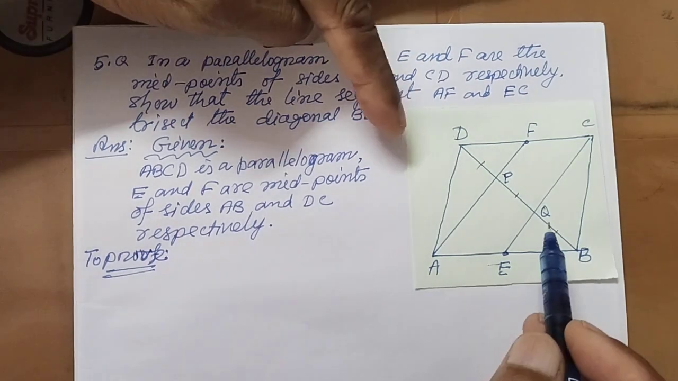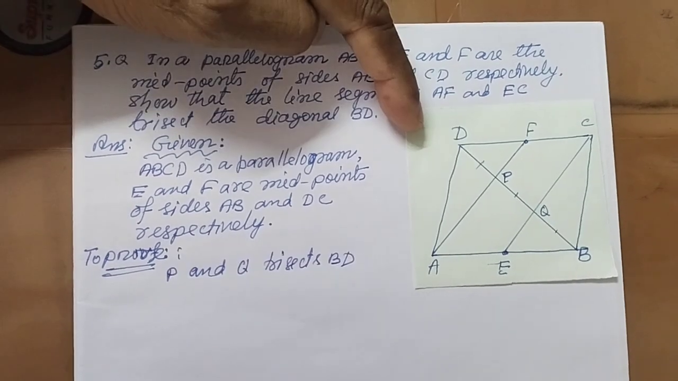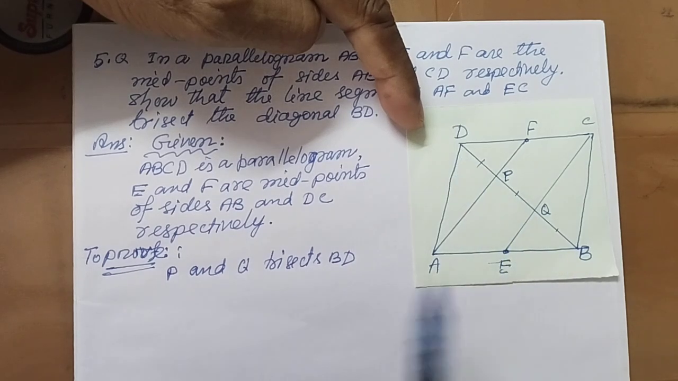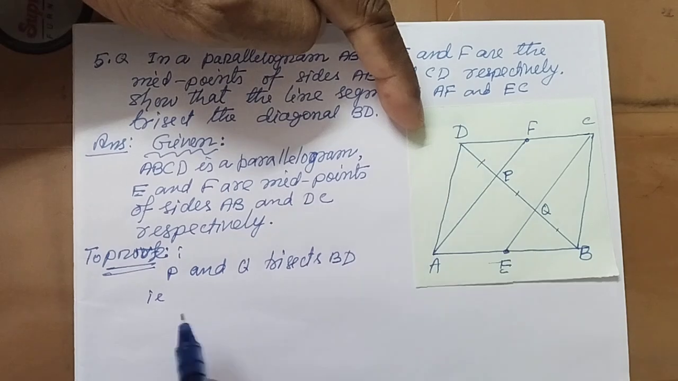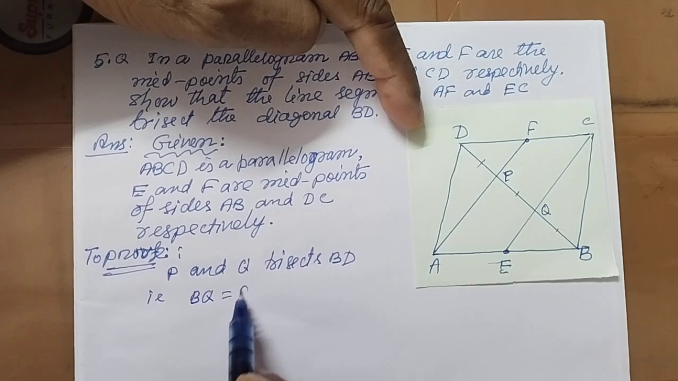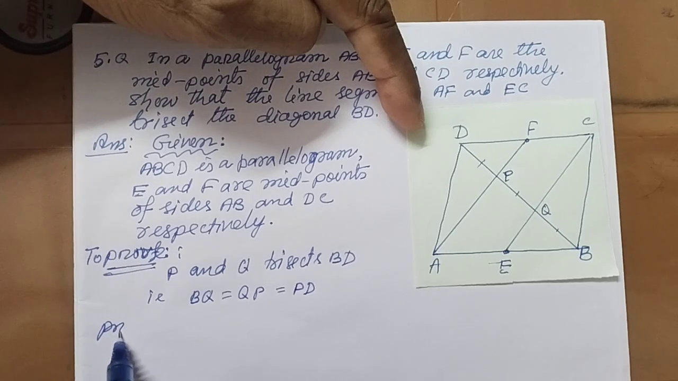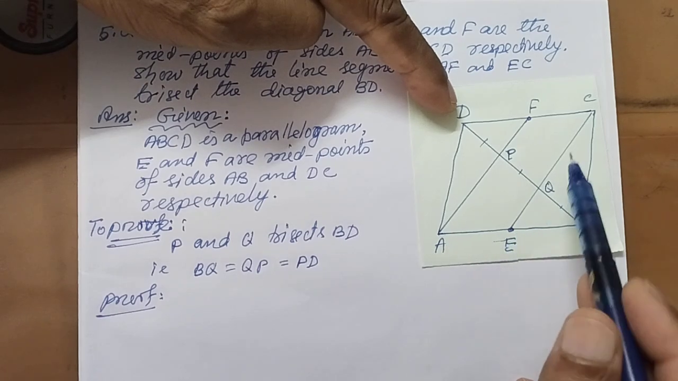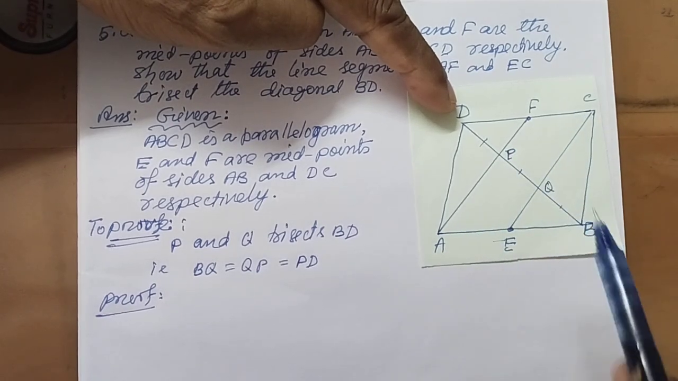What we are asked to prove? To prove this P and Q trisects BD. Trisects BD, that is we are asked to prove BQ equal to QP equal to PD. That we are asked to prove. Now proof. So first we will prove that this quadrilateral AECF is a parallelogram. We can easily prove that is a parallelogram.